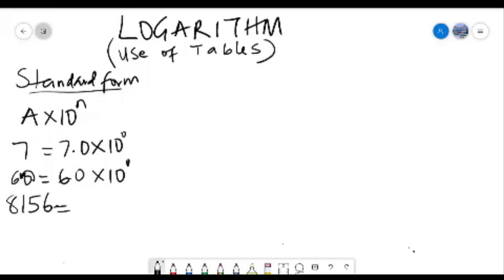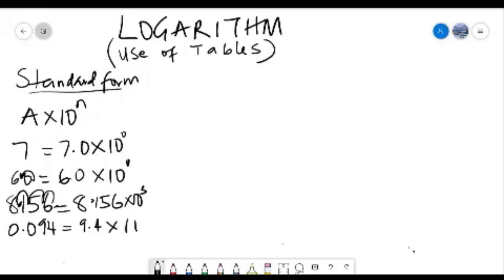Now, if you have something like 8156, now we know that this is 8.156, moving 1, 2, 3 places, so 8.156 times 10 raised to the power of 3. What if I have 0.094? I'm going to have this time around 9.4 times 10 raised to the power of minus 2. Okay, so this is just a brief revision.